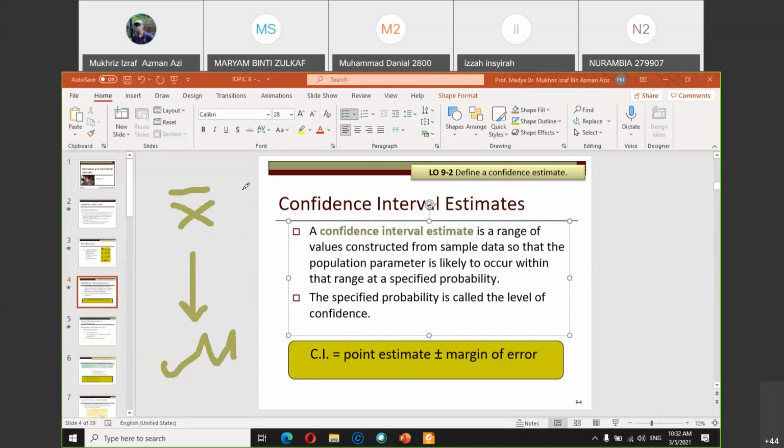Let's say we get the value of x bar equals 10, and assuming the value of mu is 11. Of course, we do not know what mu is. If we already knew mu, we wouldn't need to use a sample. The reason we collect a sample is that we do not know the actual value of mu. So let's say mu equals 11 and x bar equals 10. Whenever you collect your sample, how confident are you that this 10 is within how many percent?